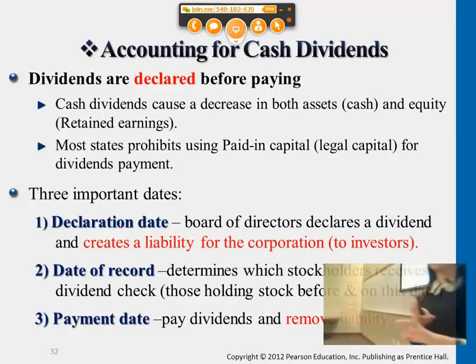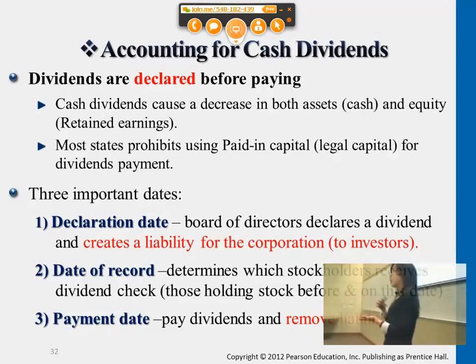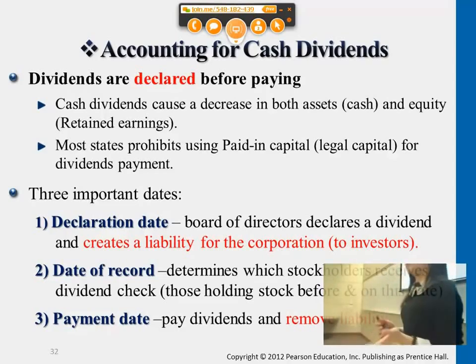Then usually about 2 weeks later, there will be a date of record. Date of record just means they want to determine from that date, before that date, any shareholders that purchased stock before this middle date here will be receiving the dividends. And then the third, usually another 2 weeks later, that will be the payment date, so when it reaches year end. Okay, so there will be a declaration date for dividends.